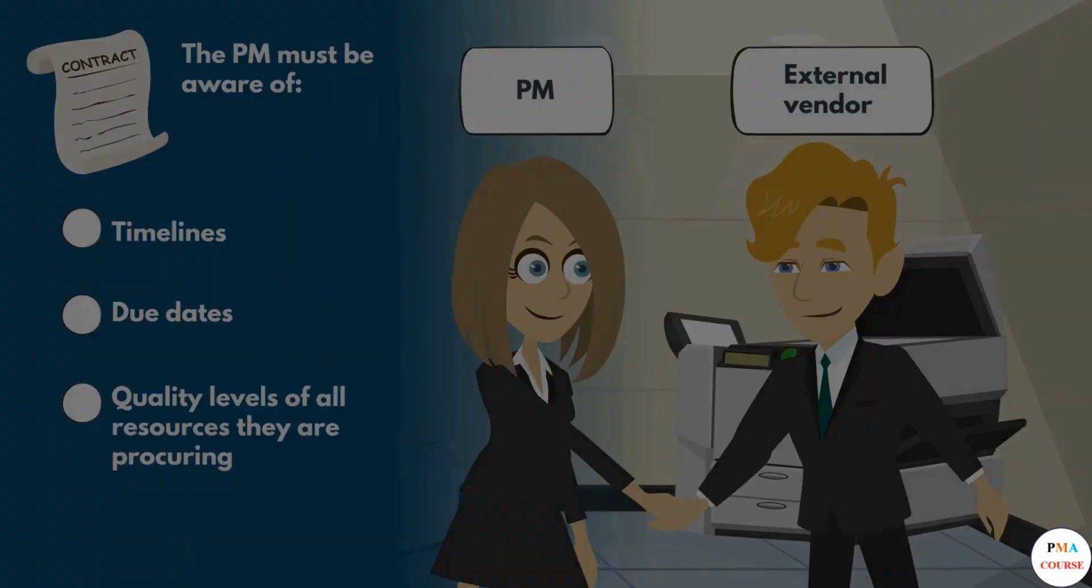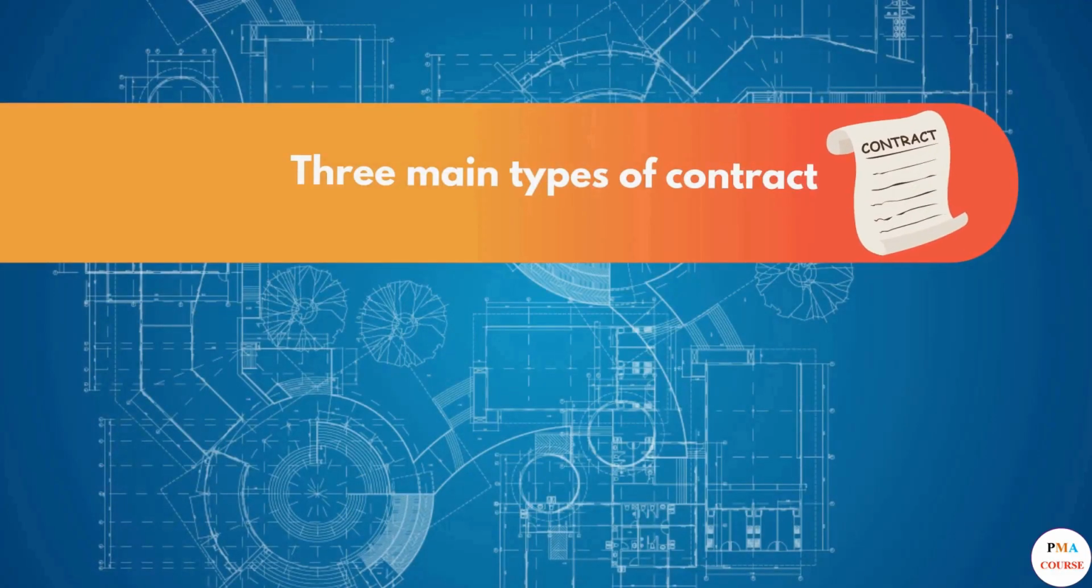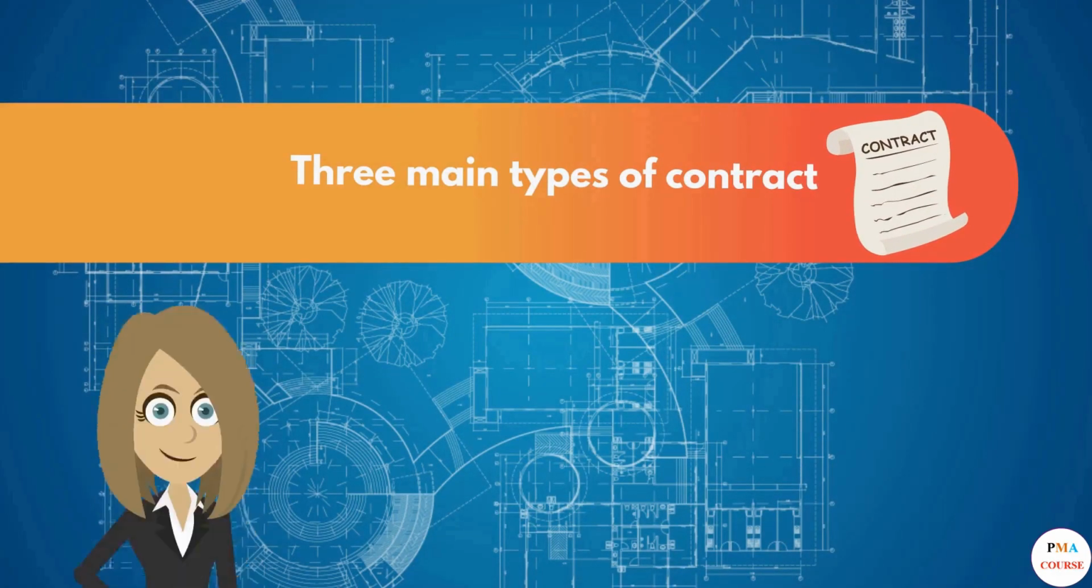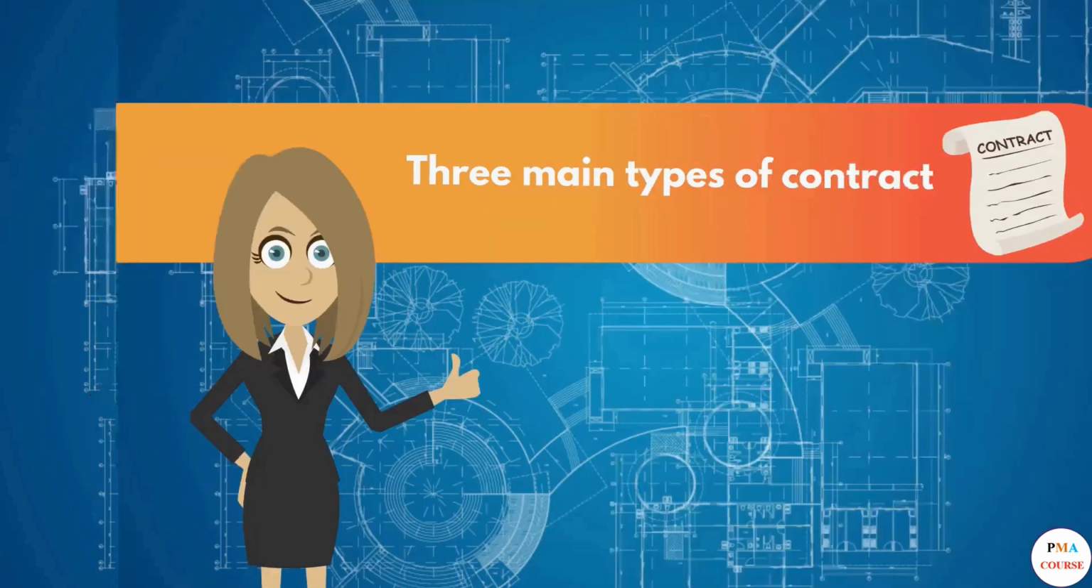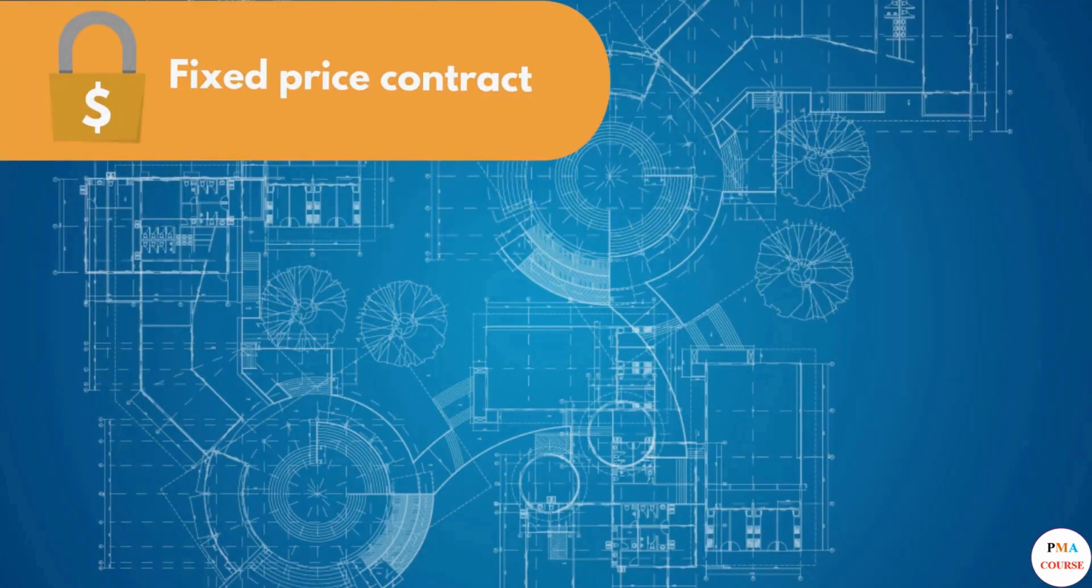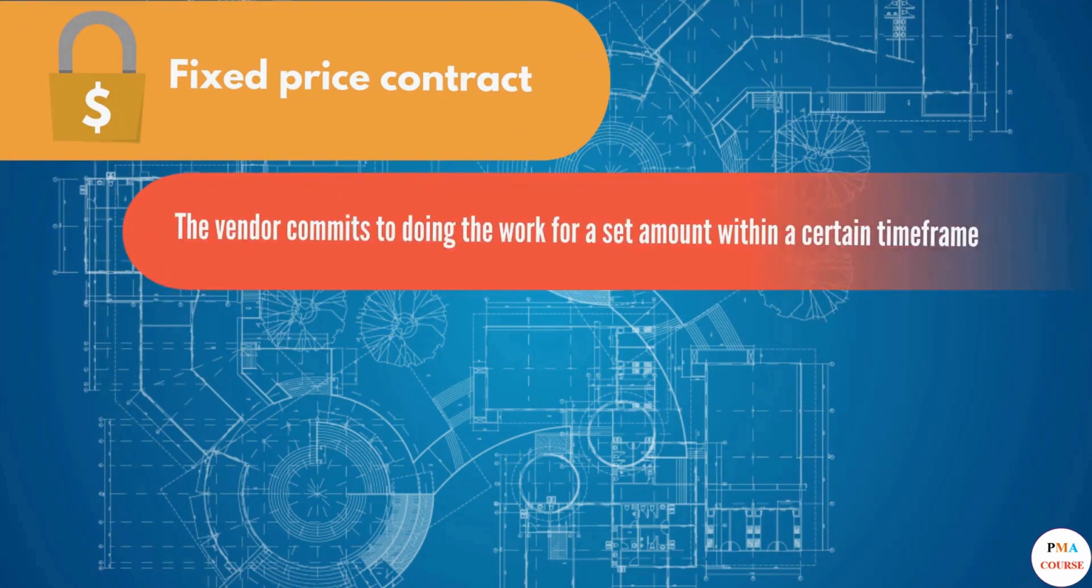There are three main types of contract that we will run through now. It is up to the project manager to find the best contract because it's their main tool for keeping track of vendor work and behavior. So the first one is called fixed price, and it's the simplest type of contract. The vendor commits to doing the work for a set amount within a certain time frame.